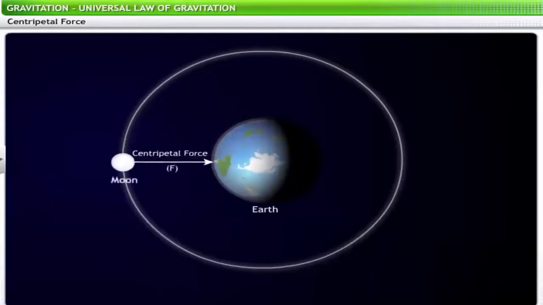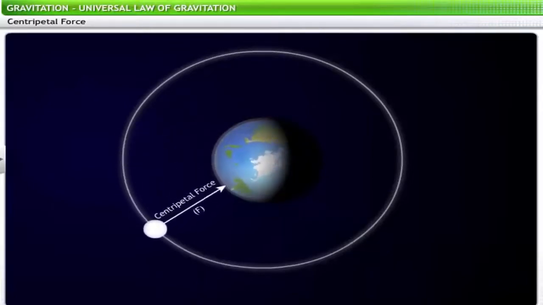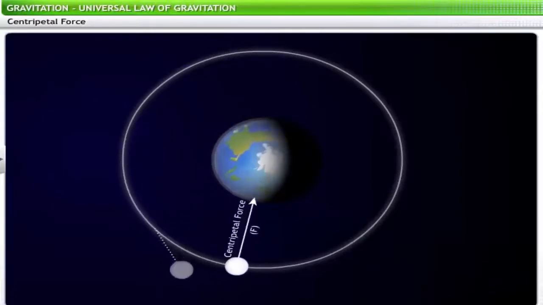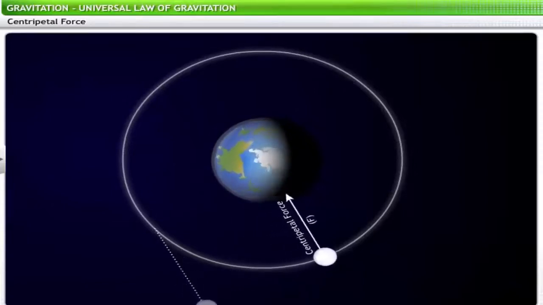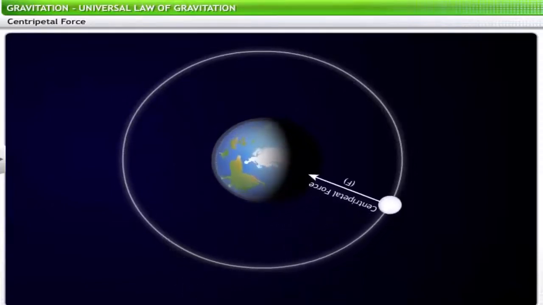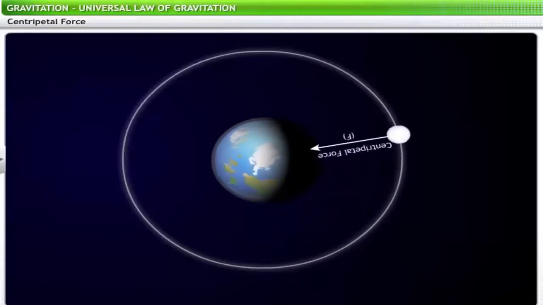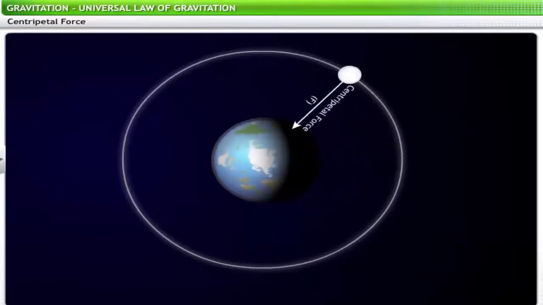In the absence of centripetal force, the Moon would follow a tangential path similar to that observed in the case of the hammer discussed. In that case, our Moon would have flown away from the Earth long back.